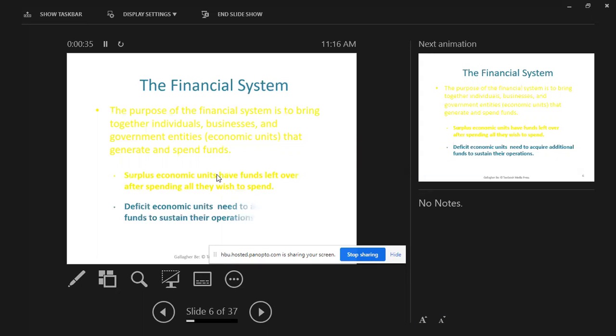What about the deficit economic units? Deficit economic units need money. They are borrowers, and the surplus economic units are savers. Deficit economic units need money. Surplus economic units provide money.